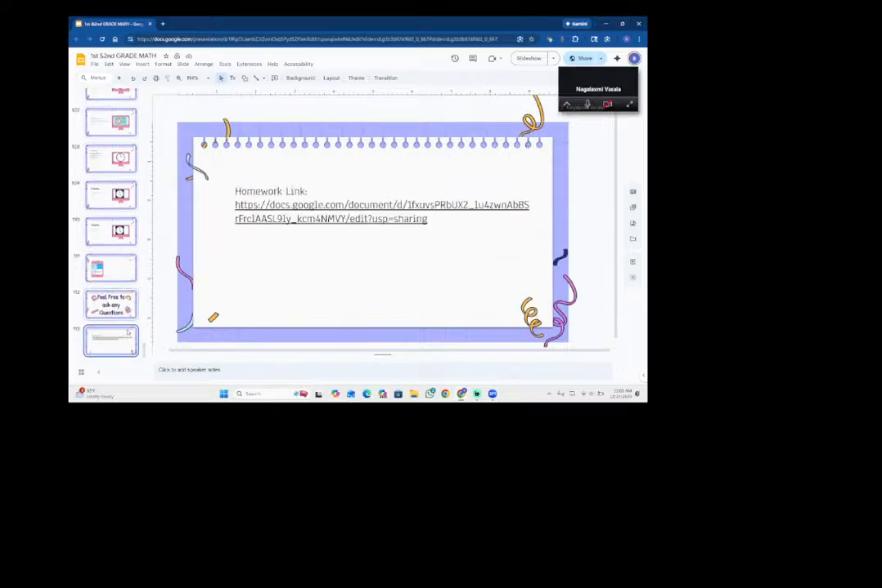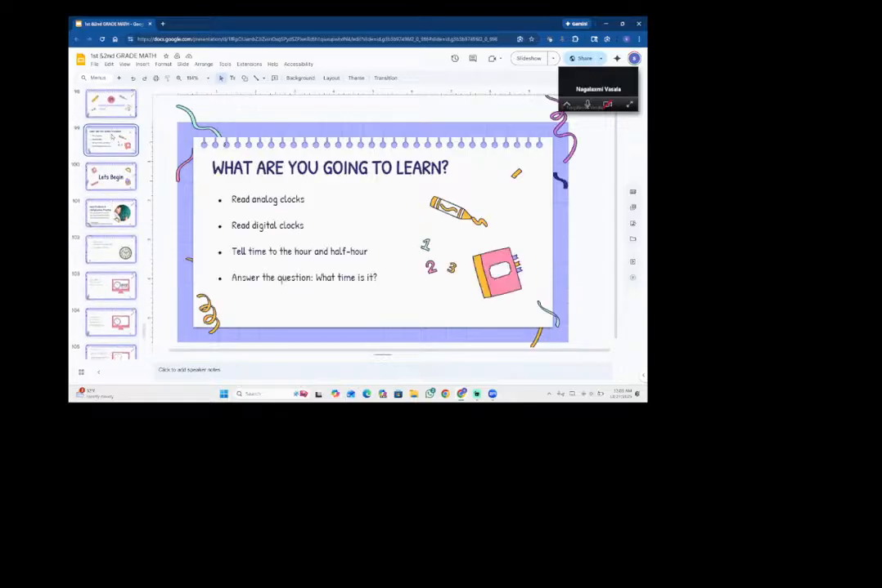So that's all for today's session. Reading analog clocks, reading digital clocks, tell time to hour and half hour. Answer the question, what time is it?